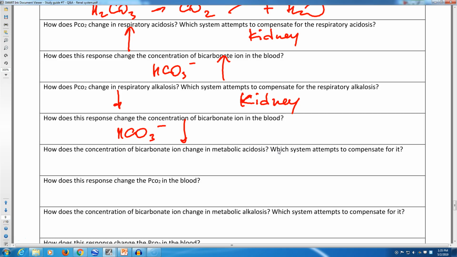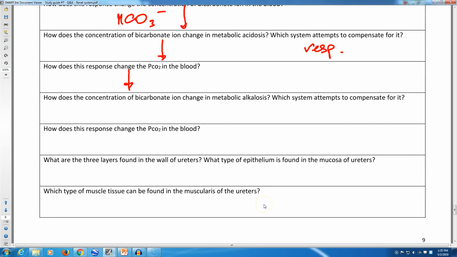In metabolic acidosis, bicarbonate ion goes down. The respiratory system attempts to compensate for it, and the partial pressure of carbon dioxide in the blood will go down in response as well, because carbon dioxide will be breathed out. In metabolic alkalosis, bicarbonate goes up. The respiratory system compensates by not breathing hard enough. Carbon dioxide concentration in the blood will go up.